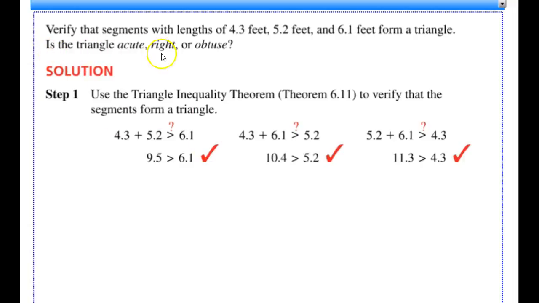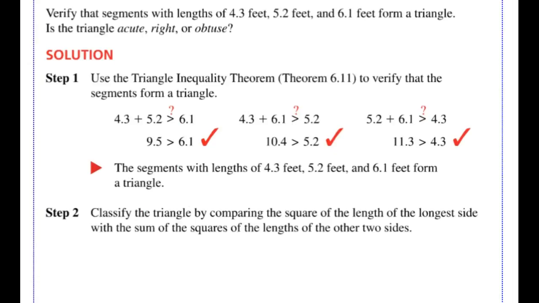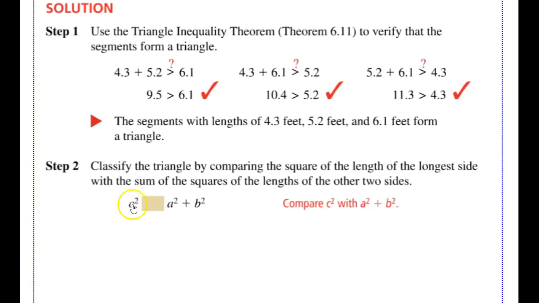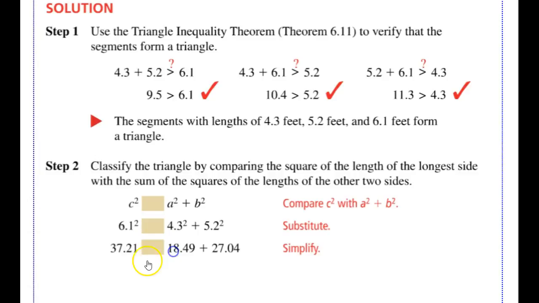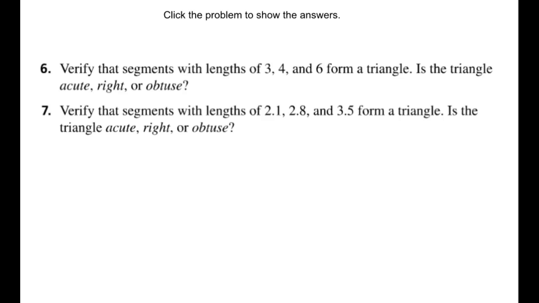So now I can answer the second part: is it right, obtuse, or acute? That's what this is, just saying that this is a triangle because all three of these check out. So now I have to classify. I take the longest side, so I'm comparing my c squared with my a squared and b squared. I don't want to put a sign in here yet because I don't know what sign we're going to be looking at. So I substitute what I have, and remember that c is always going to be my longest side. I substitute, simplify, do the math, and add, and then I see that c squared is less than my a squared plus b squared. So that tells me that I have an acute triangle. The first thing I did was make sure that I had a triangle, and then I could compare and see what kind of triangle it is.